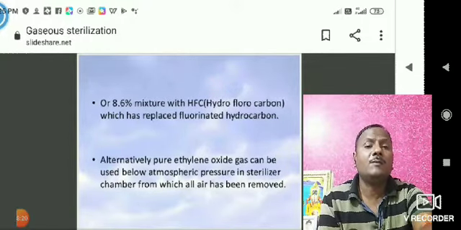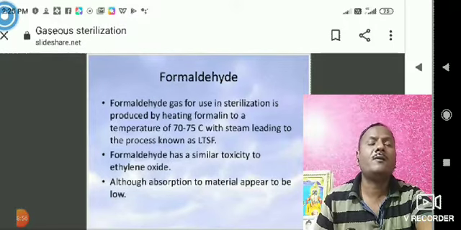After that, the next gaseous sterilizing agent, or other chemical agent used to kill air microbes, is formaldehyde gas. It is a very simple gaseous sterilizing agent. They are generally used in different places. Formaldehyde gas for use in sterilization is produced by heating formalin to a temperature of 70 to 75 degrees with steam, leading to the process known as LTSF.